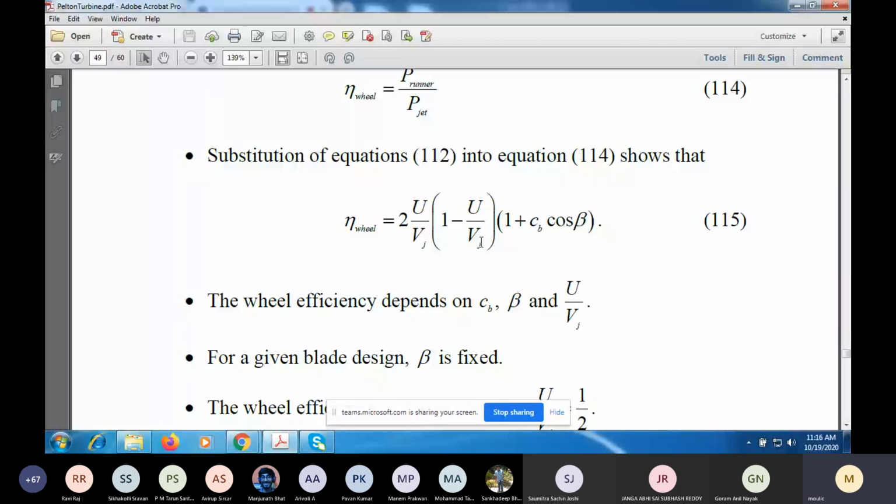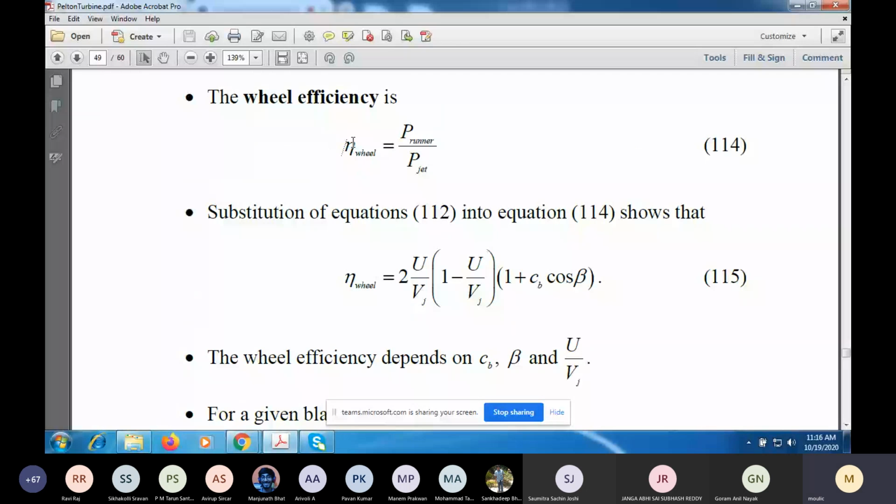So the wheel efficiency, I have put a subscript. We are using the symbol eta for efficiency, and I put a subscript wheel to denote this is the efficiency of energy conversion of the wheel. So the wheel is converting the energy of the water jet, the kinetic energy of the water jet, to kinetic energy of the rotor.